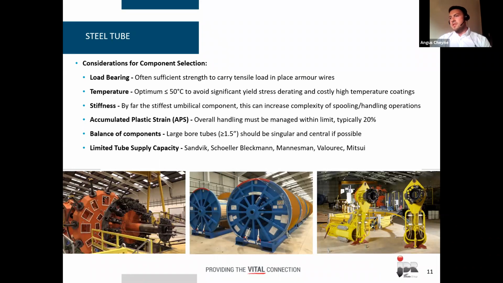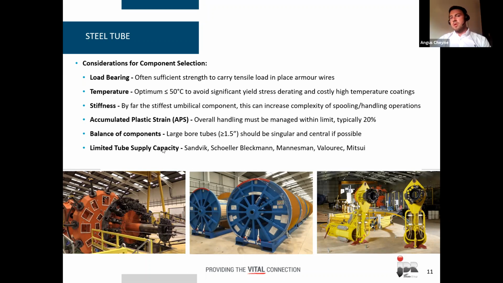Another consideration is that each time the umbilical is bent or handled, the tube will induce a level of plastic strain, and therefore the life cycle of the product needs to be managed within a particular limit to make sure that the accumulated plastic strain isn't too high. Typically a level of 20% is applied, but that really does depend on project requirements.